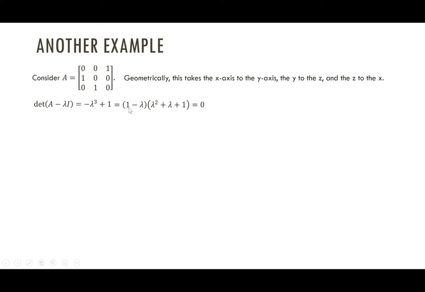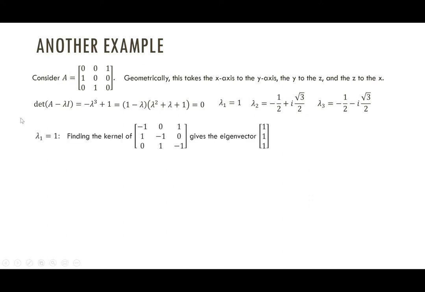So this factor here definitely gets us lambda equals 1. Our first eigenvalue, lambda 1, is going to be 1. And then here, use the quadratic formula, and we get lambda 2 is going to be minus 1/2 plus i root 3 over 2. And then our third eigenvalue is going to be the complex conjugate of that. Okay, so we've got 3 eigenvalues. So let's find 3 eigenvectors.